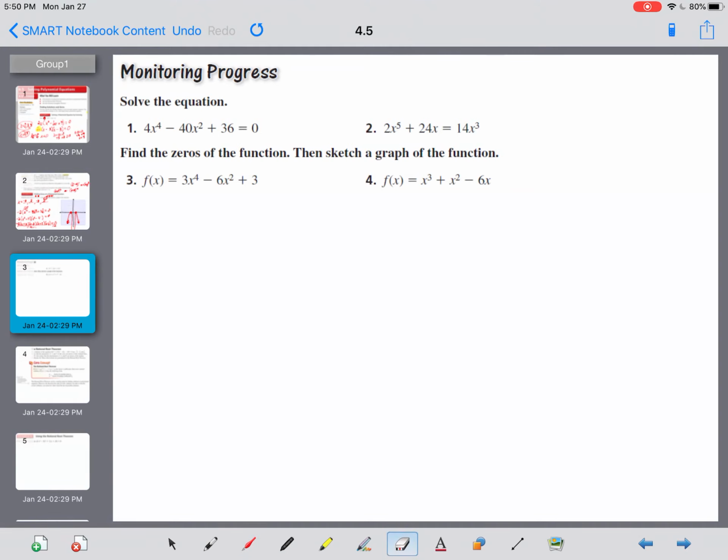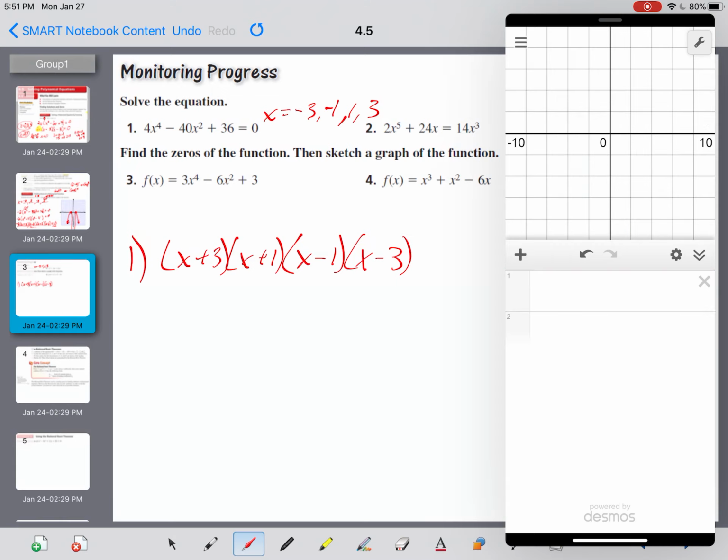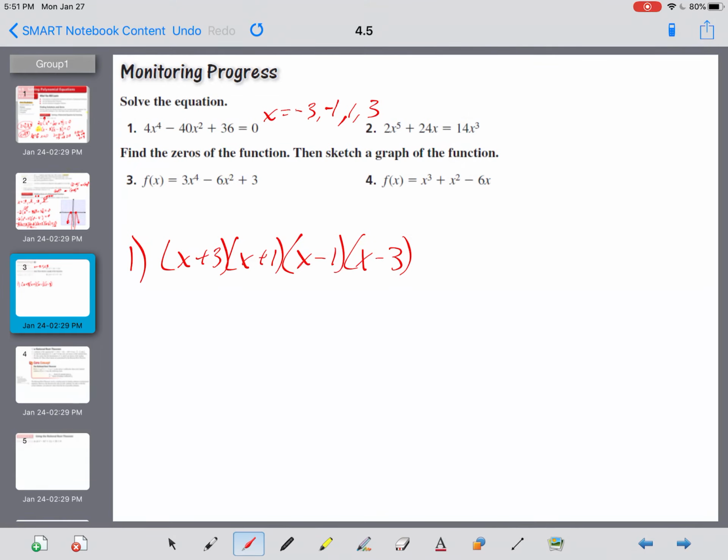So x equals -3, -1, 1, and +3. That means that for number 1, I had (x + 3)(x + 1)(x - 1)(x - 3). Those were all of my normal factors. If you don't have Desmos with you and you had to actually factor the whole thing apart, I would say that they all had a factor of 4 that I could divide away.